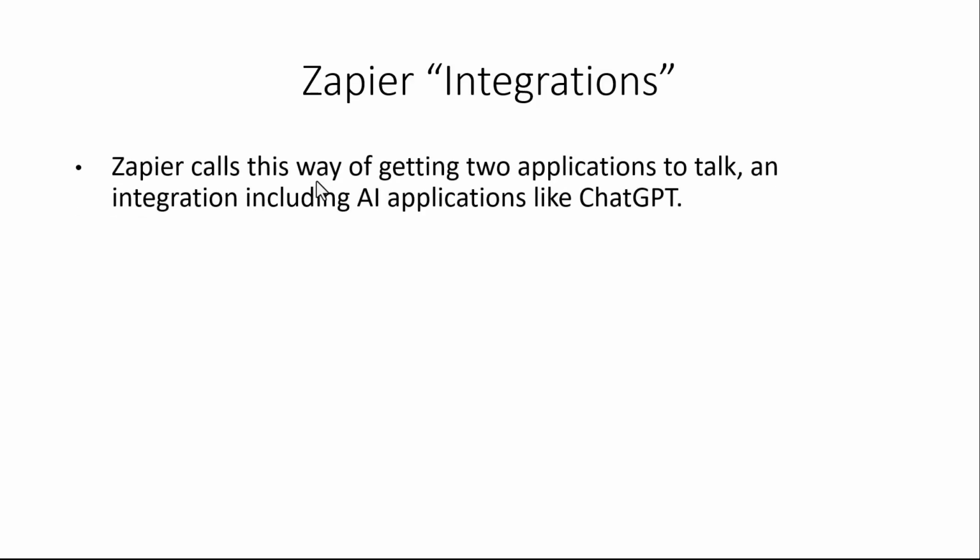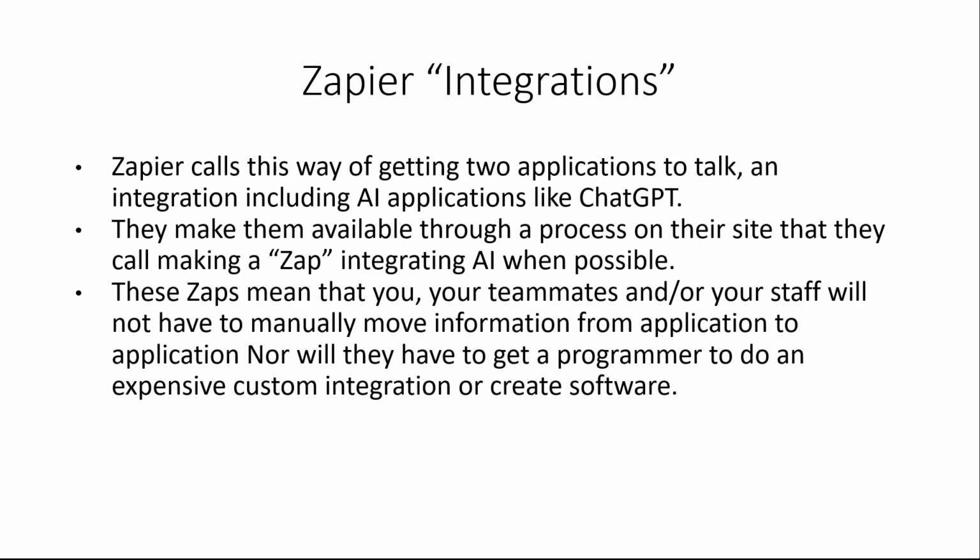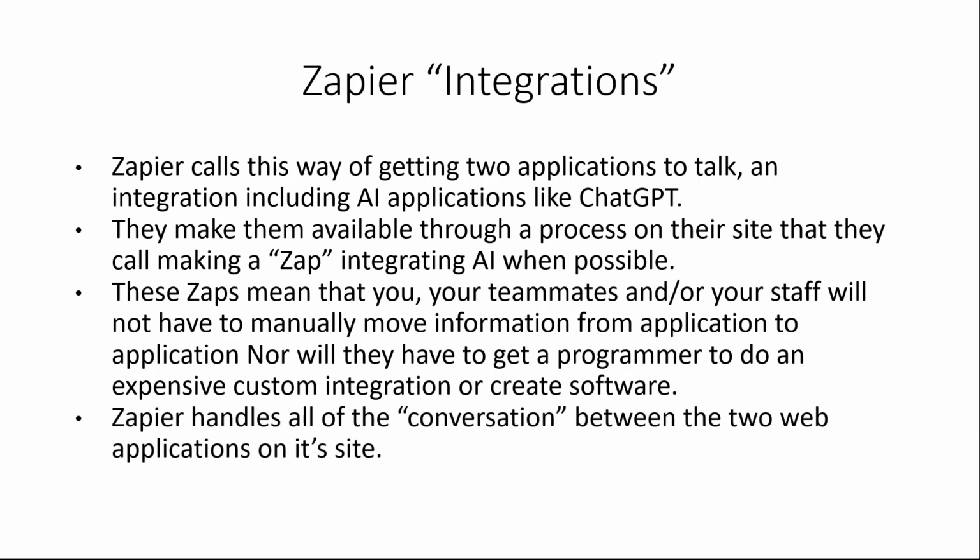Zapier calls this way of getting two applications to talk an integration, including AI applications like ChatGPT. They make them available through a process on their site that they call a Zap, integrating AI when possible. These Zaps mean that you, your teammates, or your staff will not have to manually move information from application to application, nor will they have to get a programmer to do an extensive custom integration or create software. Zapier handles all of the conversation between the two web applications on its site.